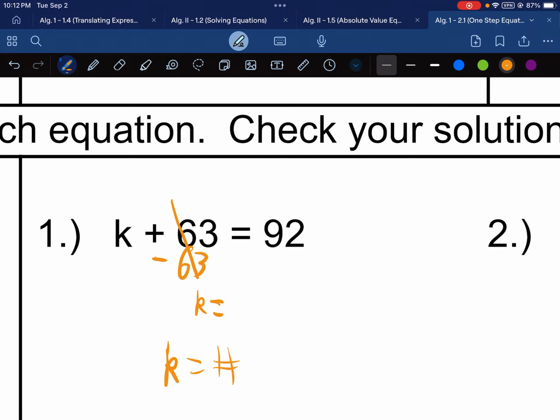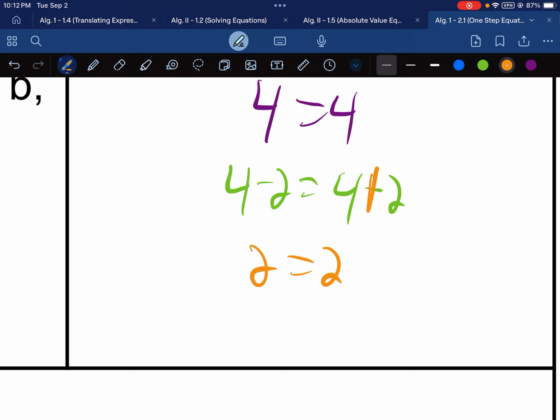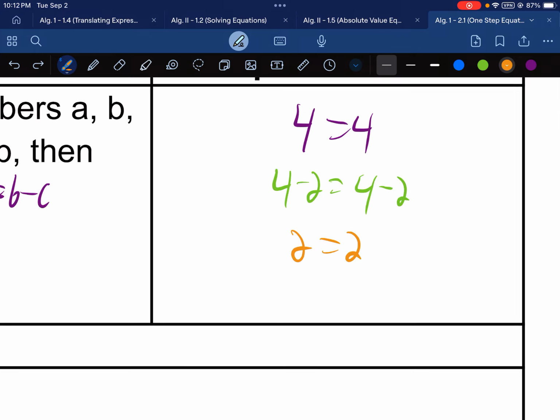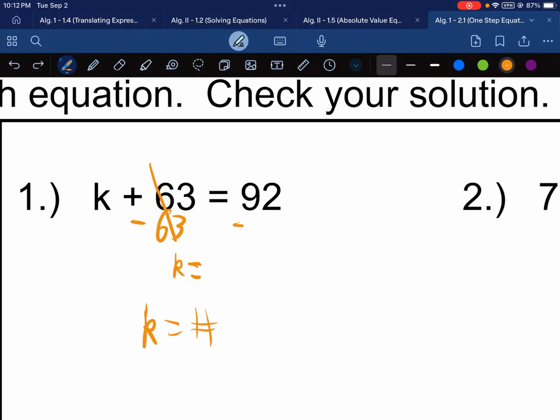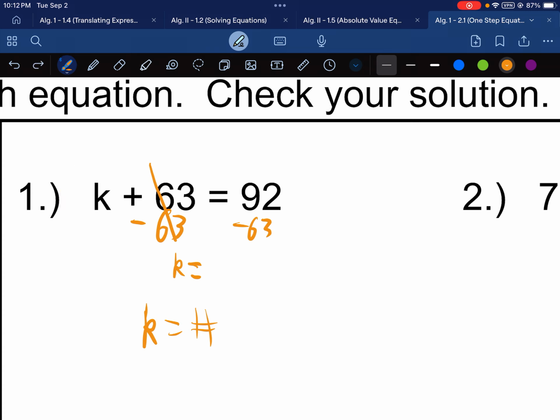But as we saw up above, I have to subtract 63 on both sides in order for it to remain true. Up here, if I had only subtracted it on one side and not on the other, we'd have gotten 2 equals 4, which isn't a true statement. For it to remain true, we had to subtract it from both sides of the equal sign. So I subtract the other side by 63, once on each side of the equal sign, and we end up getting 92 minus 63 to be 29 as our answer.